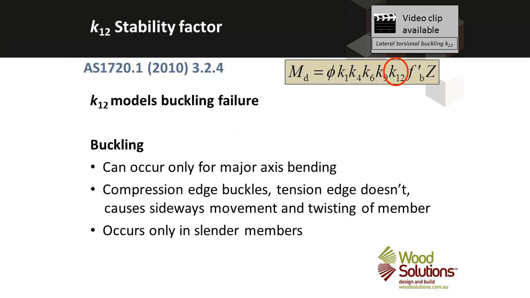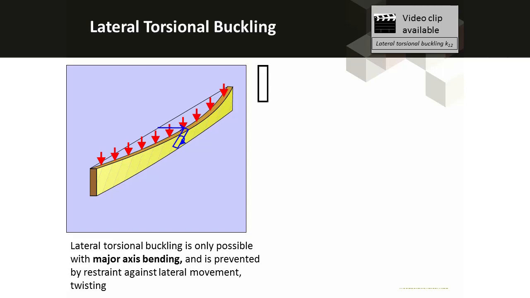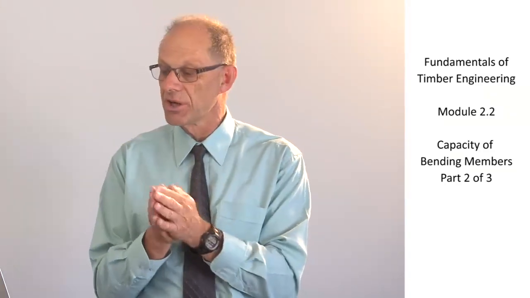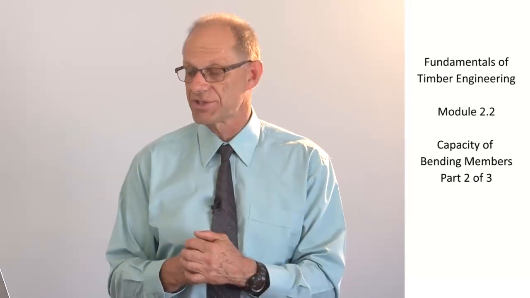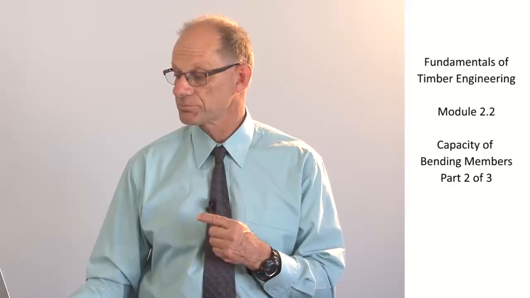The final K factor in the moment capacity equation is the stability factor, and it models buckling failure. There is a video that demonstrates buckling failure in bending members, and this short animation shows the way in which under load the member deflects to the side as the top of it goes into compression, and also the centre part of the section appears to twist as well. So lateral torsional buckling is a real failure mode for timber as it is for a lot of steel sections, and we have to take account of it in its design equation.